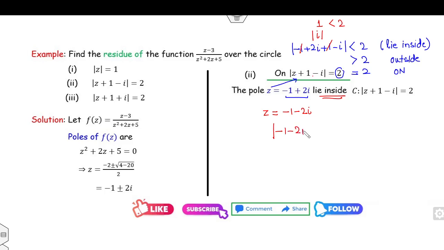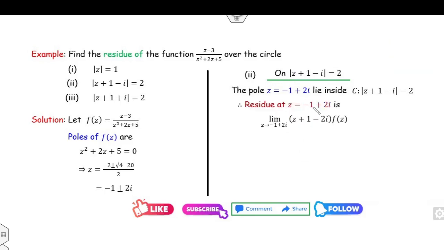On the other hand, can you say whether this value lies inside the circle? So -1 - 2i + 1 - i. This is -3i. The modulus is 3, which is greater than 2. That lies outside the circle. So once it lies outside the circle, we can start with the residue only at this point.